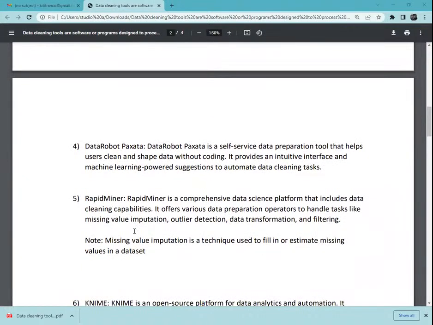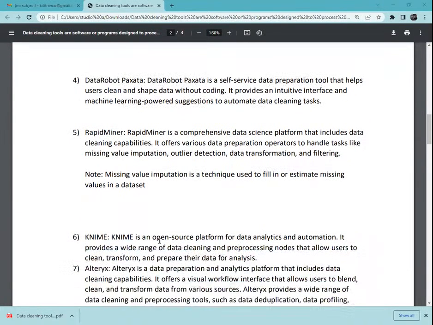RapidMiner is a comprehensive data science platform that includes data cleaning capabilities. It offers various data preparation operators to handle tasks like missing value imputation. To impute is to assume. So it's able to, in this case, guess for you. So missing value imputation, outlier detection, data transformation, and filtering. Note, missing value imputation is a technique used to fill or estimate missing values in a data set.